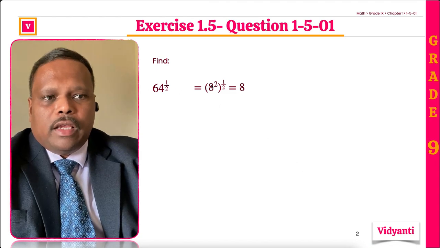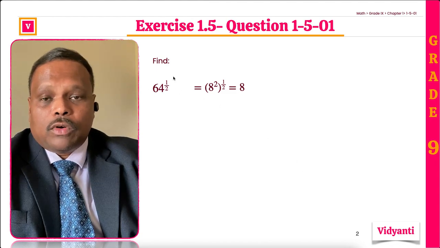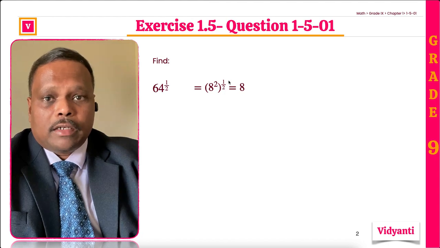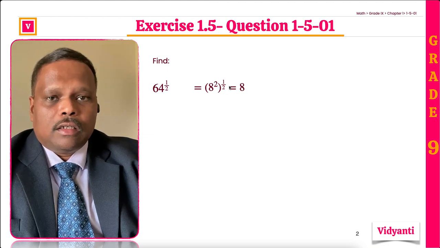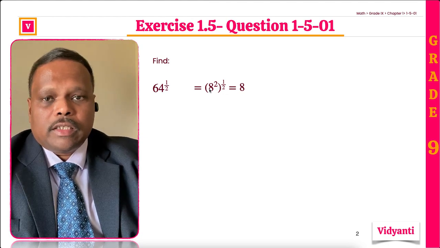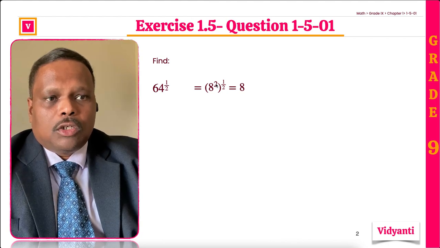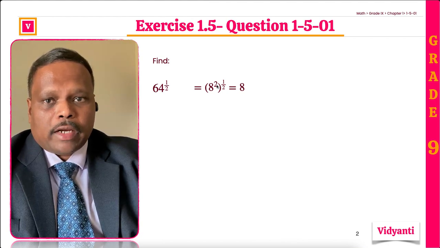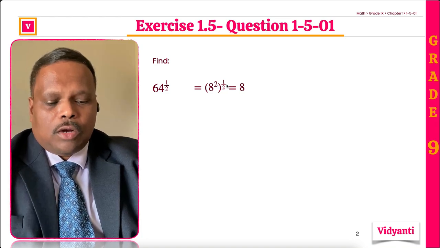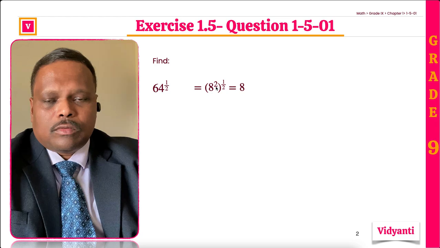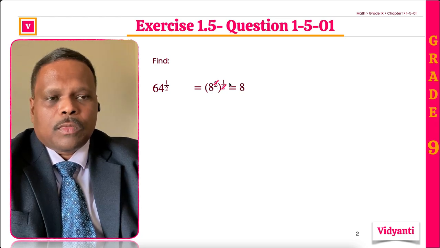64 can be written as 8 squared. So 64 raised to half will be 8 squared, the whole bracket raised to half. We know from the law of exponents, if a raised to m, the whole bracket raised to n, then basically it is a raised to mn. The two powers, just inside the bracket and just outside the bracket, will get multiplied. So now you can simply multiply this 2 by 1/2, and you can cancel this 2 with this 2. And the final answer is 8.